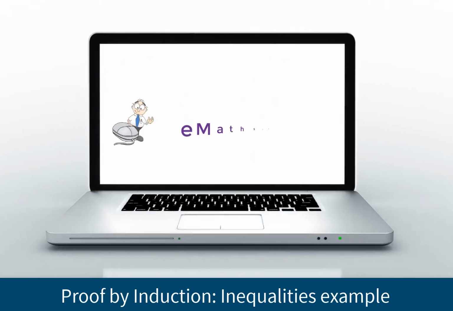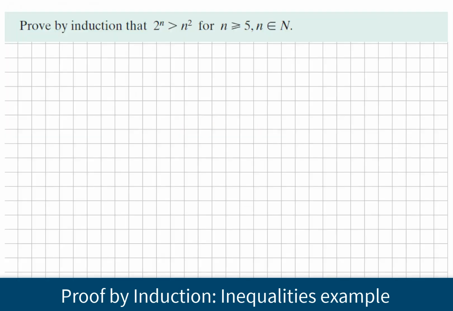Proof by induction. This is an inequalities example for Leaving Cert higher level. Prove by induction that 2 to the power of n is greater than n squared for all values of n greater than or equal to 5, where n is a natural number.